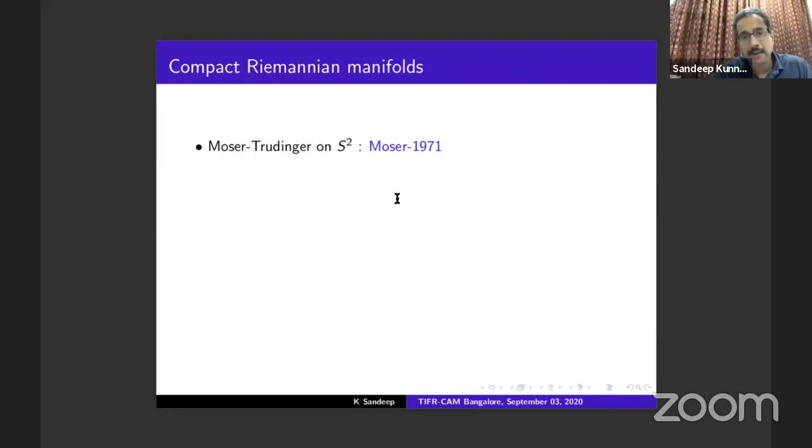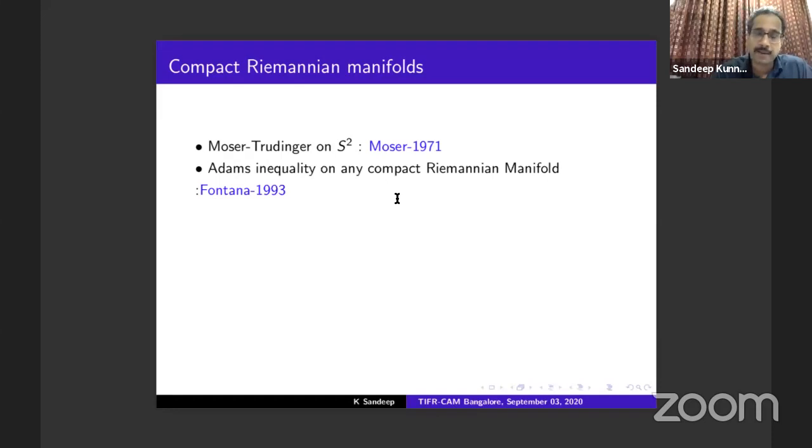And then this is about the Moser-Trudinger and the Adams inequality on compact manifolds. It was established by Fontana in 1993. I just want to make a few remarks here. Again, Moser's proof of the Moser-Trudinger inequality was using symmetrization. The symmetrization tools were available on S2, and using that he converted the problem to a one-dimensional one, and he proved this.